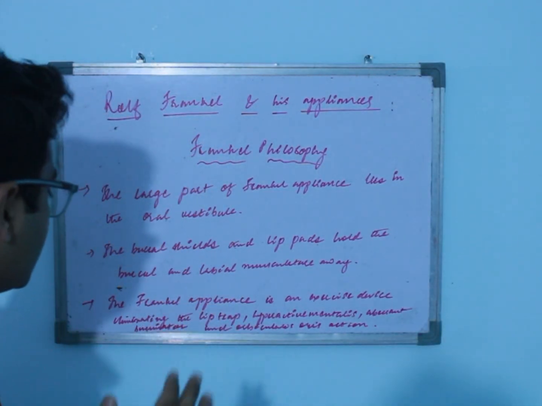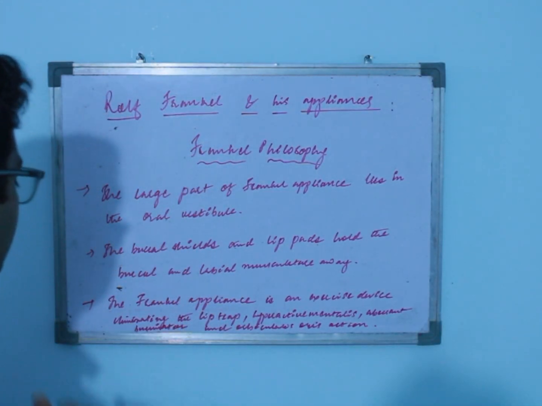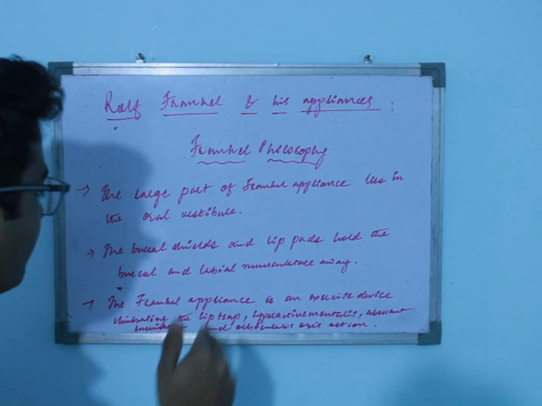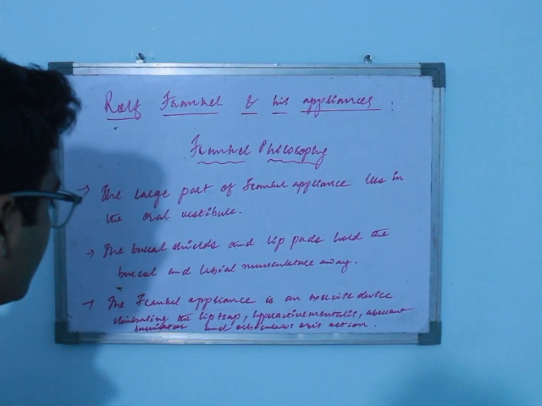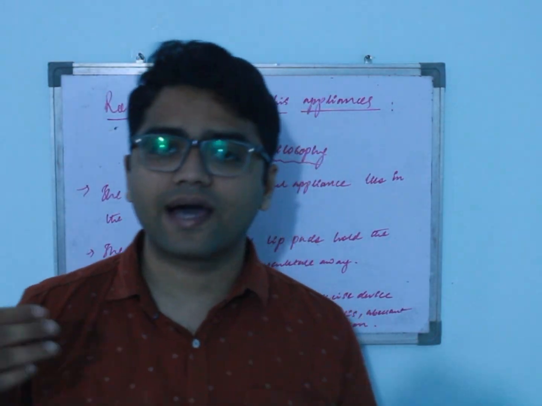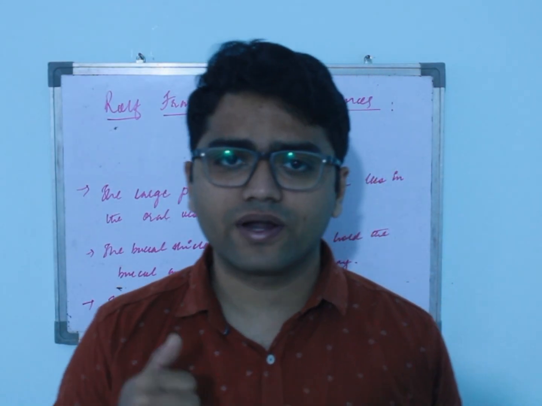What does the third point say? Frankel appliance is an exercise device eliminating lip trap, hyperactive mentalis, and aberrant buccinator and orbicularis action. So whenever there is lip trap or hyperactive mentalis, as I have already said, these actions which are not desirable for an orthodontist are removed using the functional appliance or functional regulator.